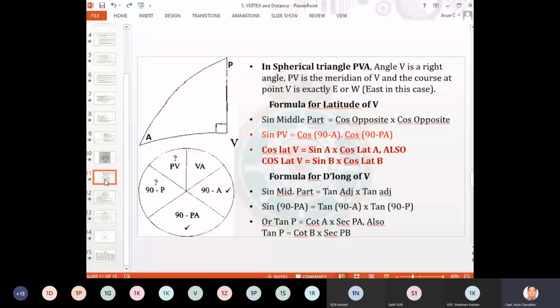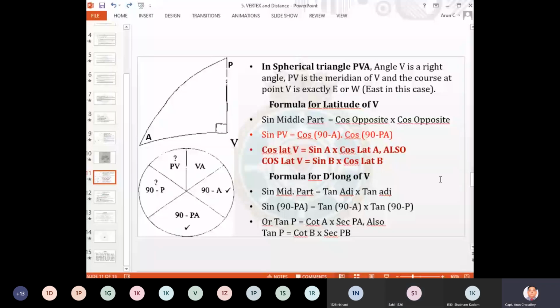Okay. So now what we need to do is find out the angle P. So now we go to this Napier's diagram again, and we have this 90 minus P written here, and this is what we have to find out. If we apply the opposite formula, then this one and this one will be mod. So the best is to apply the formula of adjacent part. So sine of 90 minus PA will be equivalent to tan of 90 minus A into tan of 90 minus P. Is that clear to everybody?